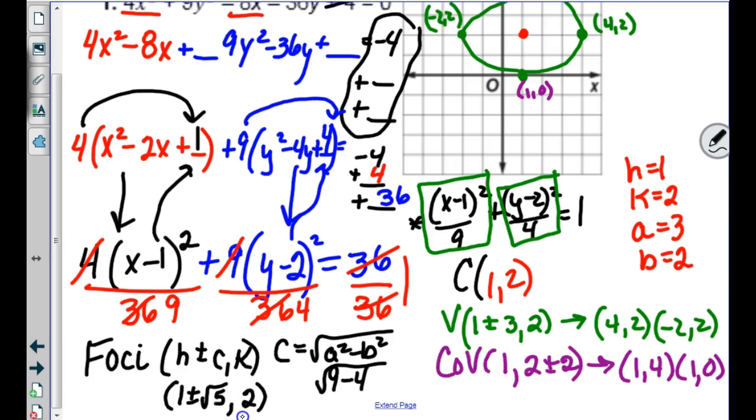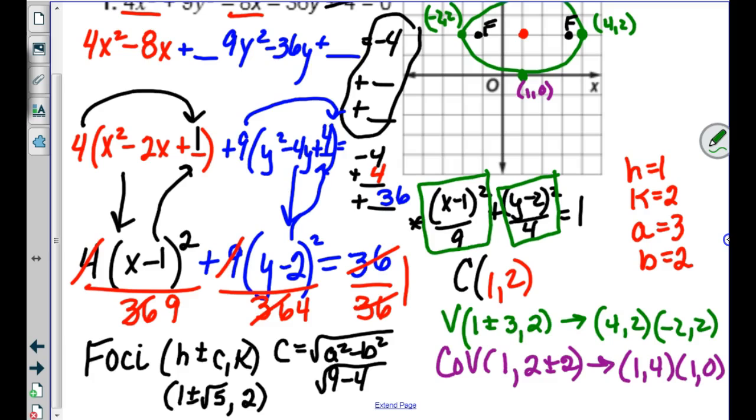All right. 1 plus the square root of 5, about 3.2 maybe. So it's over to 3.2 and up 2. And 1 minus the square root of 5, about negative 1.2 maybe. And that's the other foci.